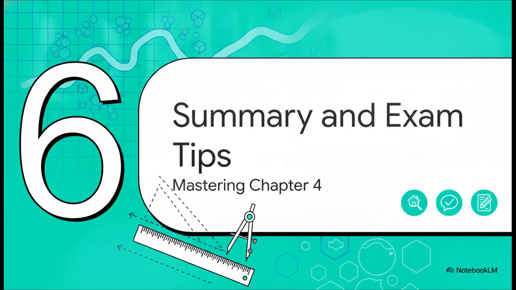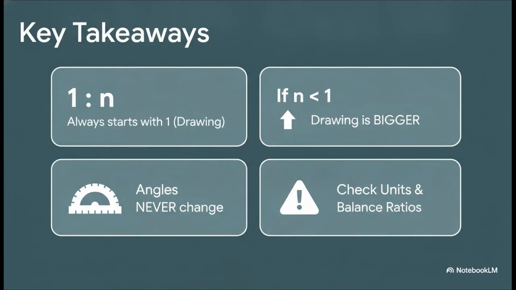And finally, Section 6, Summary and Exam Tips, Mastering Chapter 4. Okay, let's wrap this up with a rapid-fire summary. First, the ratio format 1 to n always starts with 1, and that 1 always represents the drawing. Second, watch out for that counterintuitive rule. When n is a fraction less than 1, your drawing is going to get bigger. Third, lengths stretch and shrink, but angles never, ever change.